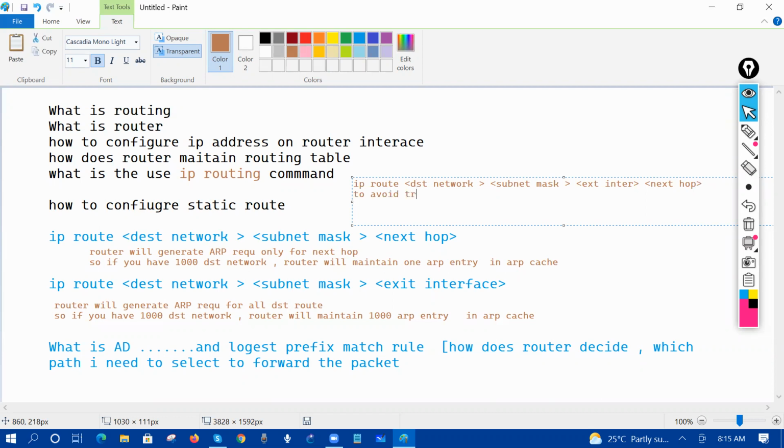Right, recursive lookup. What is recursive lookup? More than one lookup for a single route is known as recursive lookup.